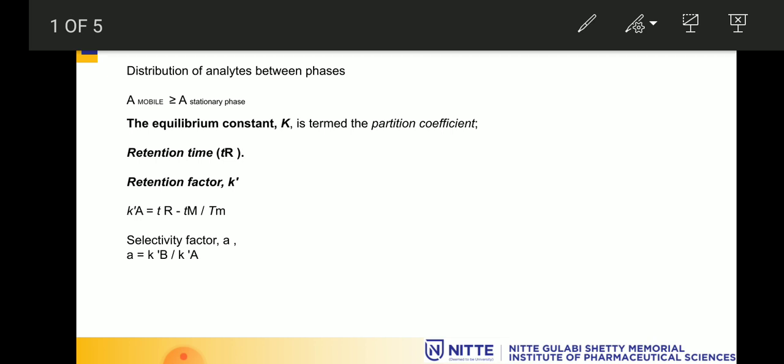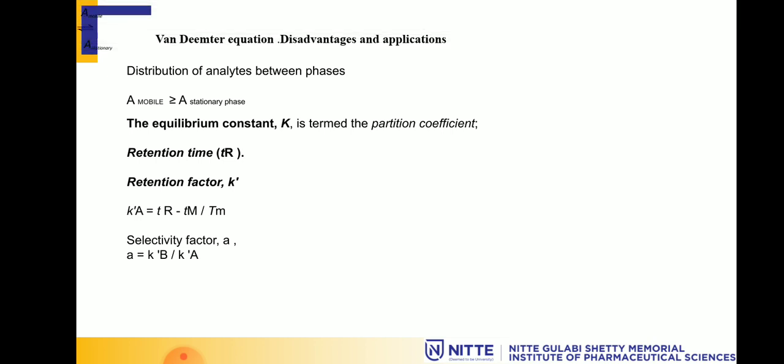When there is equilibrium, you get an equilibrium constant called K, and that's called the partition coefficient. We define it as the molar concentration of analyte in the stationary phase over the molar concentration of analyte in the mobile phase. So this is the equilibrium constant, right? Now let us come to the retention time.